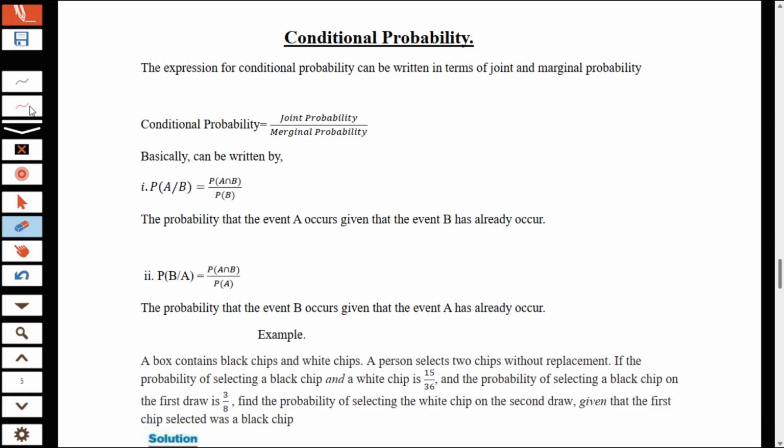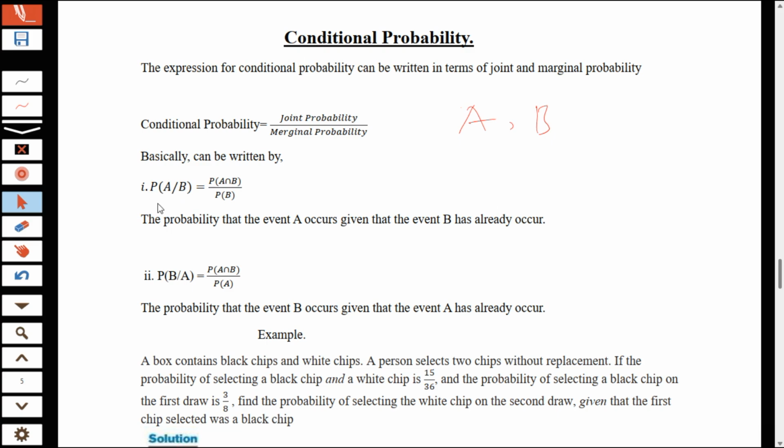So for instance, let's assume that two events are given to us, event A and event B. And these events A and B are being expressed in the form of conditional probability. If events A and B are expressed in the form of conditional probability, then basically it can be written in the form of this one, the I and then the II.